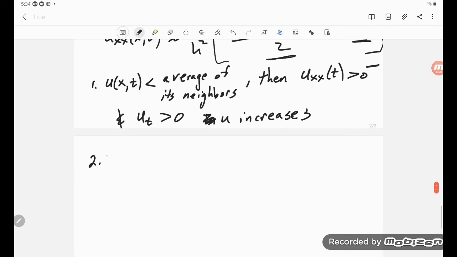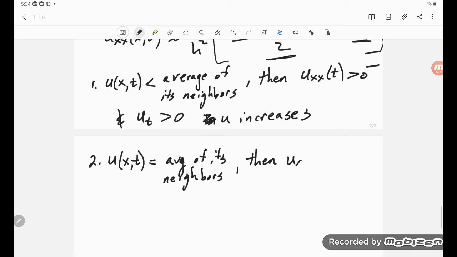Okay, 2, if they're equal, so u of x t is equal to the average of its neighbors, then uxx of t equals 0, and then u sub t equals 0. In other words, u doesn't change.